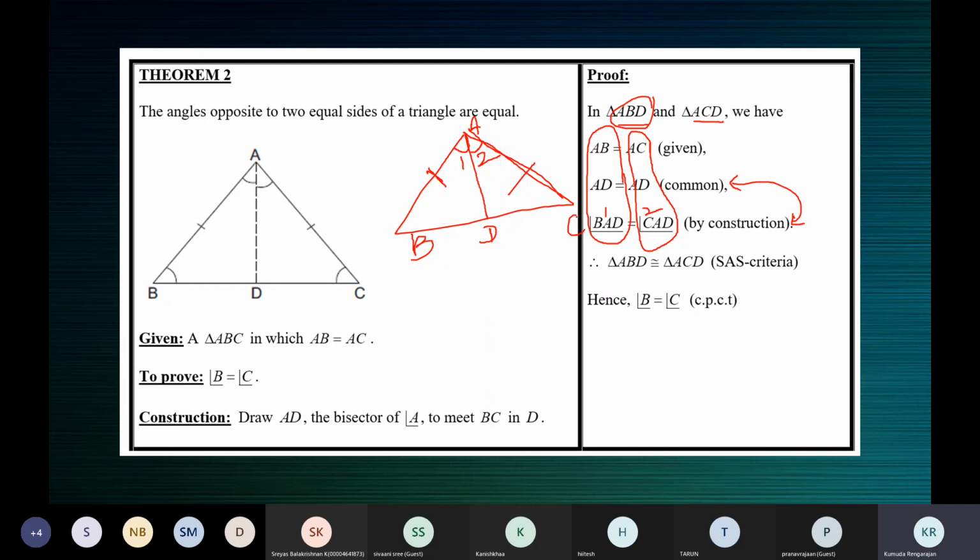See here, angle 1 is of the first triangle. Angle 2 is of the second triangle. Angle 1 of the first triangle is equal to angle 2 of the second triangle. That's a valid information. They're equal, one pair of equal angles. And then AD is a side which is common to both the triangles. AD is a side of the first triangle, and AD is also a side of the second triangle. So AD is equal to AD, common side.